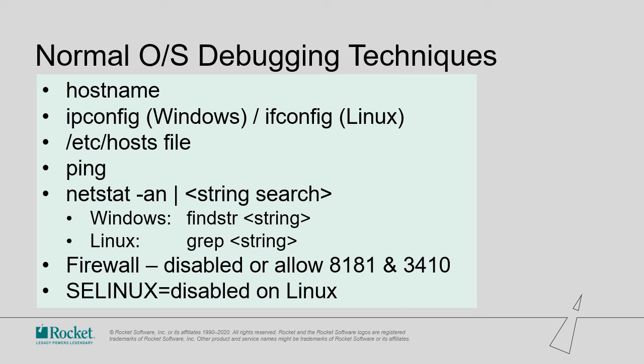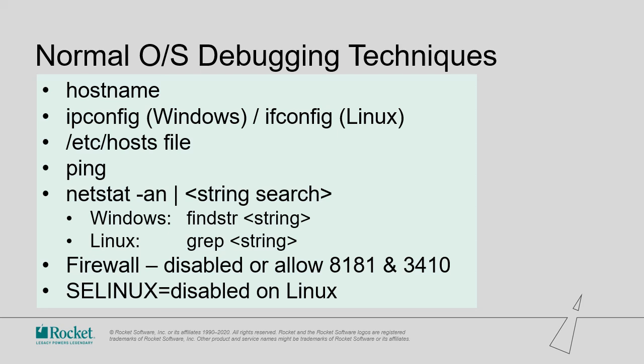Netstat. This is used to see if the toolkit server is listening on either 8181 for requests or on 3410 for configuration. The command on both platforms is netstat -an with a pipe character. Then you use grep on Linux or findstr on Windows, followed by the TCP port to narrow the results.